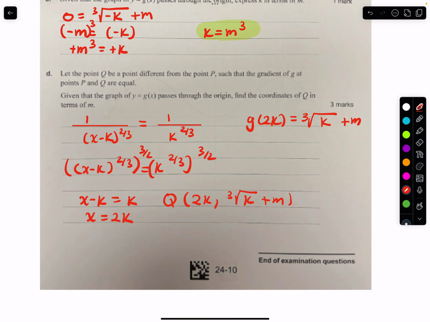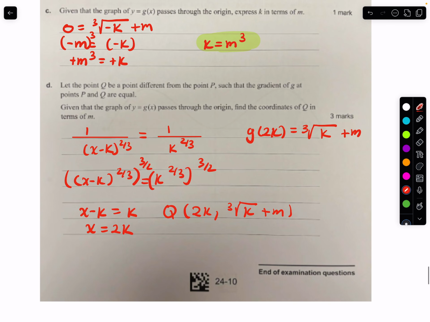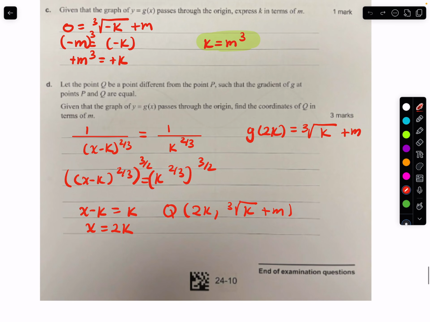Is that right? Given that the graph of g passes through the origin, find the coordinates of Q in terms of m. Oh, yes. Yep, that's easy. Because k is just, in terms of the origin, m cubed. So we can just replace everything here. This becomes m squared, m cubed, sorry. What am I saying? M cubed. Let me move these to the other side. There it is. And this here, subbing k equals m cubed, so what's the cube root of m to the power 3? It's just m. So m plus m is 2m. It becomes 2m. Done.